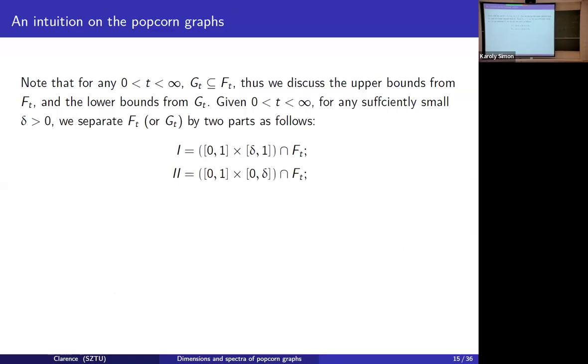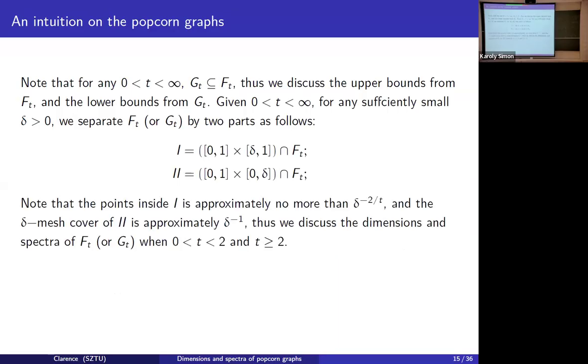Given any t, how do we understand the popcorn graph at first? I think I need to draw a picture. It's just a natural argument, or the intuition, for the popcorn graph. Just for sharing the ideas, I consider the case of t equals 1. Say the popcorn graph is drawn like this.